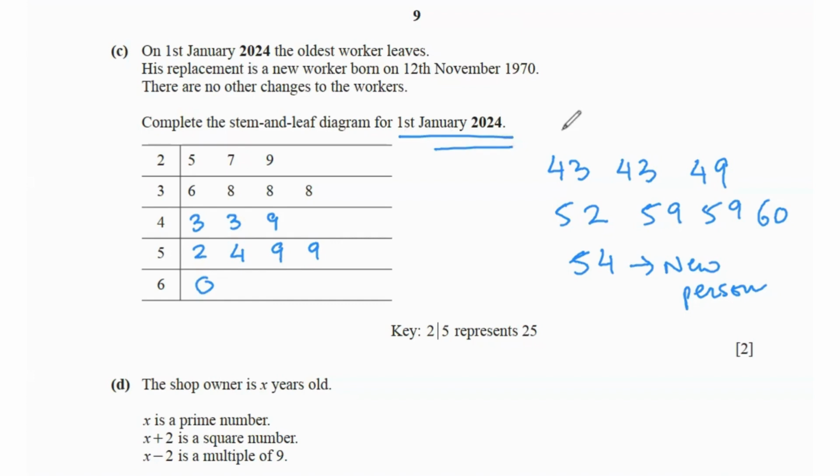Remember, you will add 2 years to the original stem and leaf diagram because that was for 2022. So we have 2023 in the middle and then 2024. So adding 2 years, then you will add those ages over in the stem and leaf diagram. And since the oldest worker, which was 61 years old, was replaced by a new worker, which is now 54 years old.